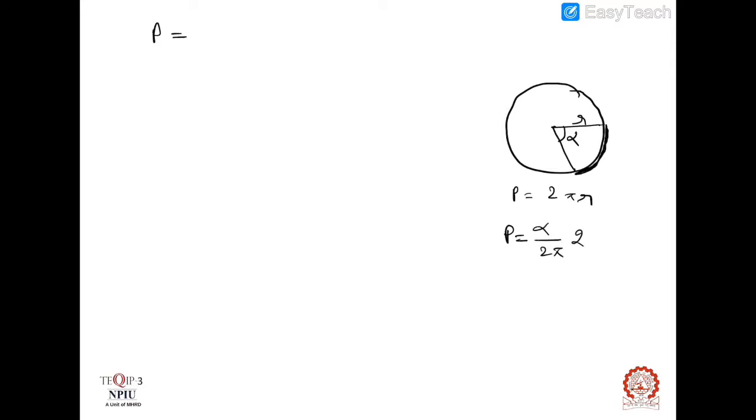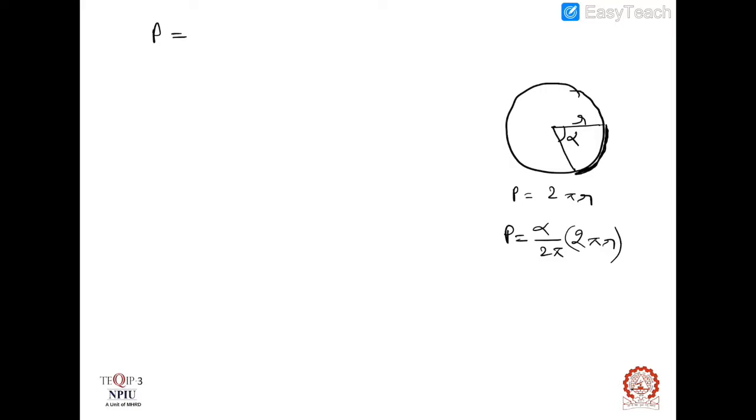Now what is the perimeter in this case? What is the perimeter of the circle with radius r, that is 2 pi r. If you are asked to find the perimeter of this portion only, suppose this is alpha, means only this perimeter you are asked, then how to find? Then there is a generalized formula to find the perimeter, that is alpha divided by 2 pi into 2 pi r, where alpha is this angle.